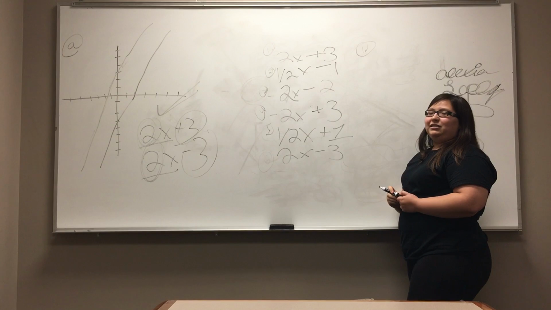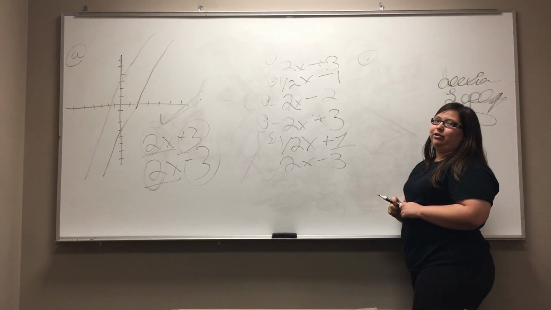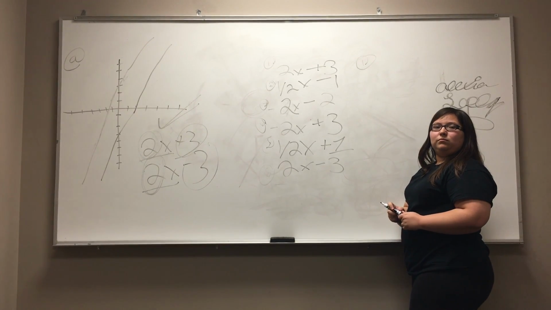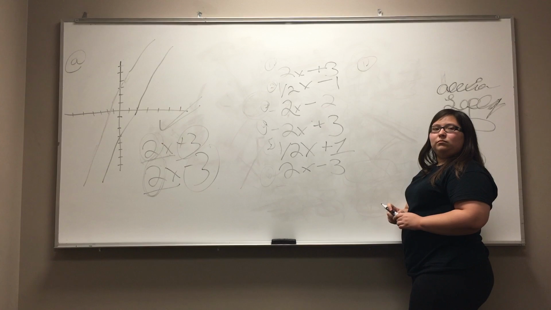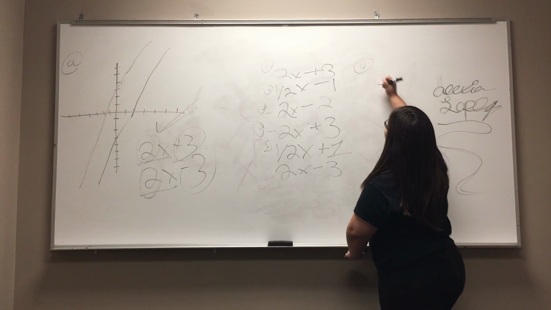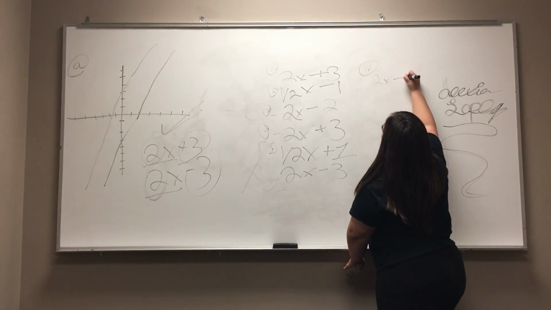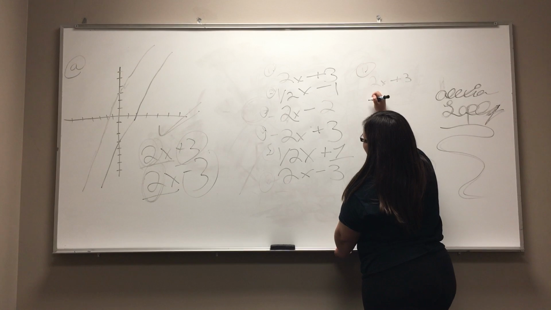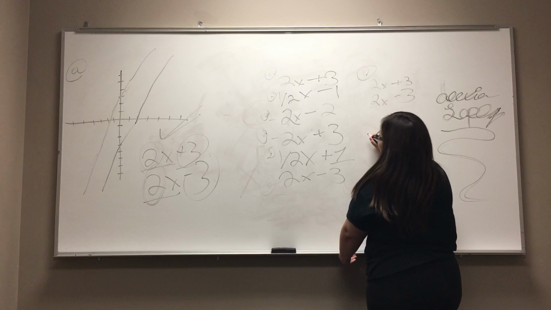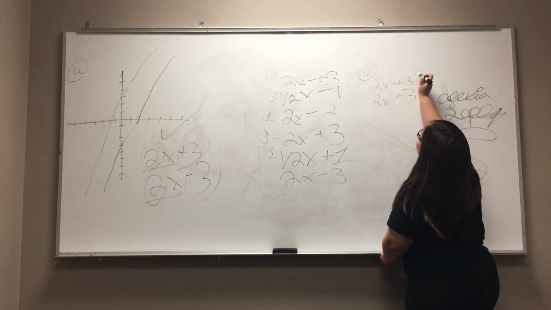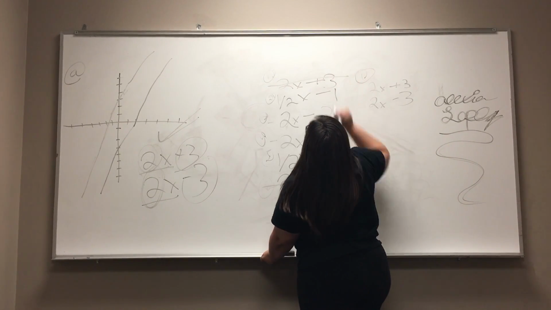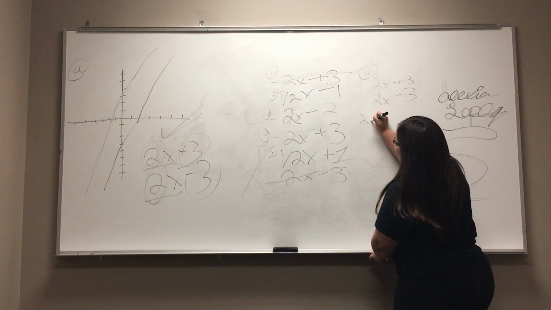Okay. Who's ready to tell me which is the first parallel equation? Okay, correct. The first one would be 2x plus 3 and 2x minus 3. This would be the first pair. You can scratch them out so you don't forget. The second pair.